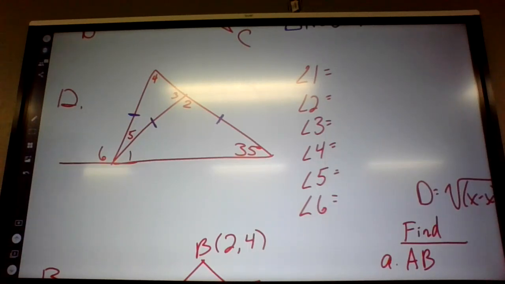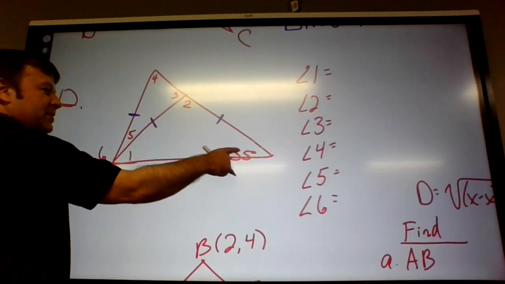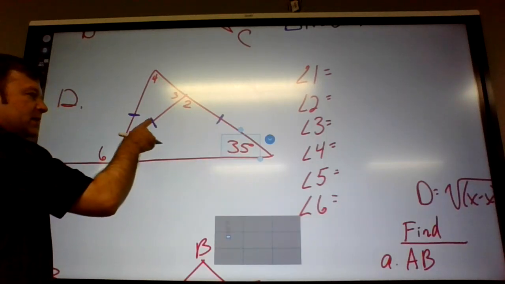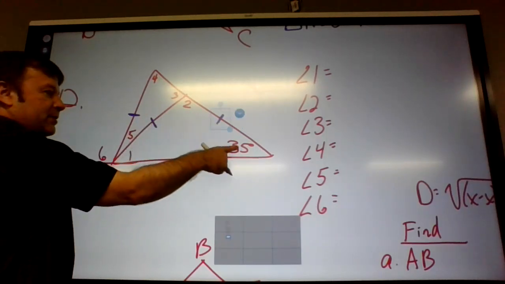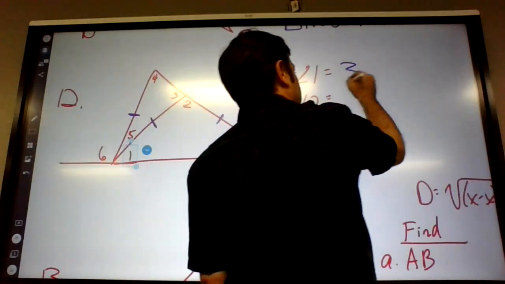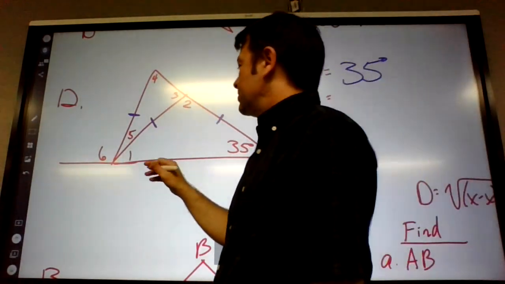Okay, so if this is 35 degrees right here, what else is 35? Number 1. Angle 1. Because in an isosceles triangle, the base angles are the same. So yeah, it's 35 degrees. Okay, and then number 2.